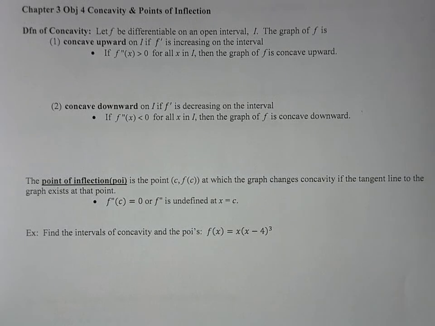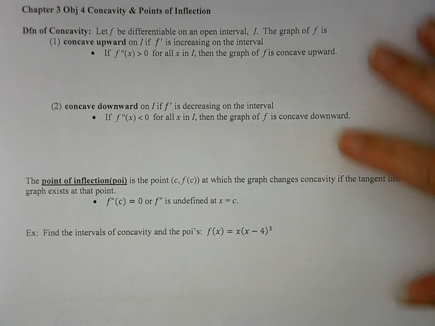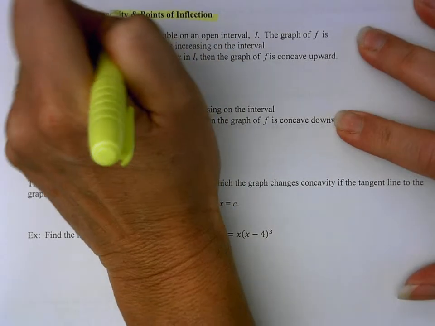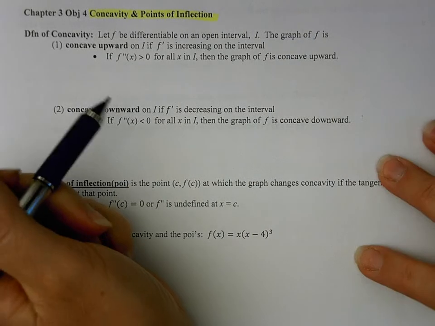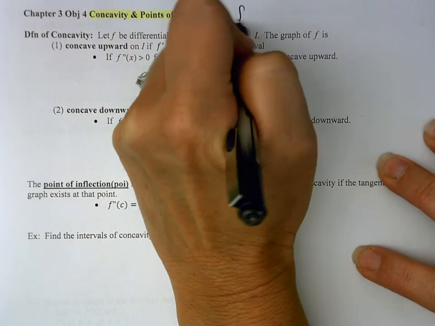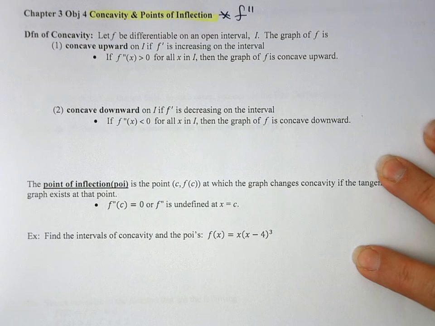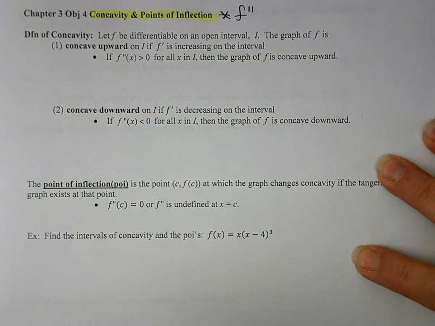Okay, this is Chapter 3, Objective 4 Notes for AP Calc BC. What we're going to be looking at is concavity and points of inflection, and also what's called the second derivative test. In general, whenever we're working with concavity and points of inflection, we're going to be working with the second derivative, so we'll be working with f double prime to help us find that. We can also define it in terms of f prime as well.